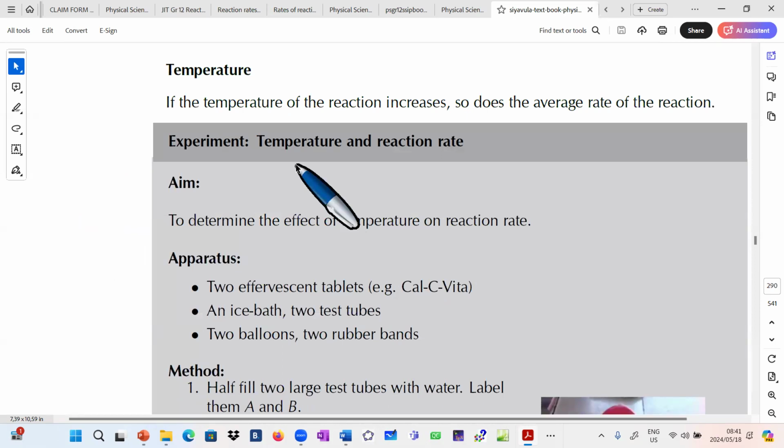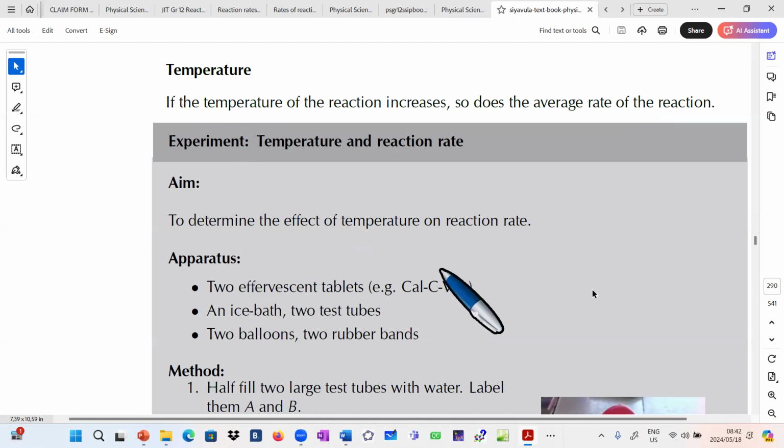Now, temperature. Temperature is one factor that affects reaction rates. If the temperature of the reaction increases, so does the average rate of the reaction. The average rate of the reaction appears to increase with increasing temperature, but obviously we know there are different types of reactions, like exothermic and endothermic, and we shall take that into account. But we're looking at temperature as a factor that affects reaction rates.